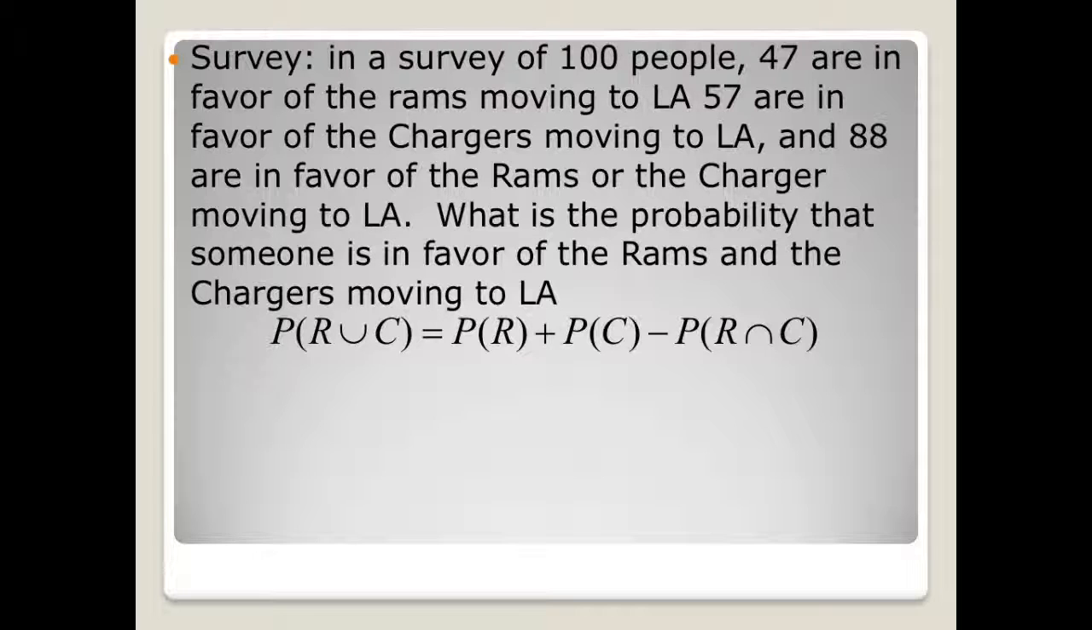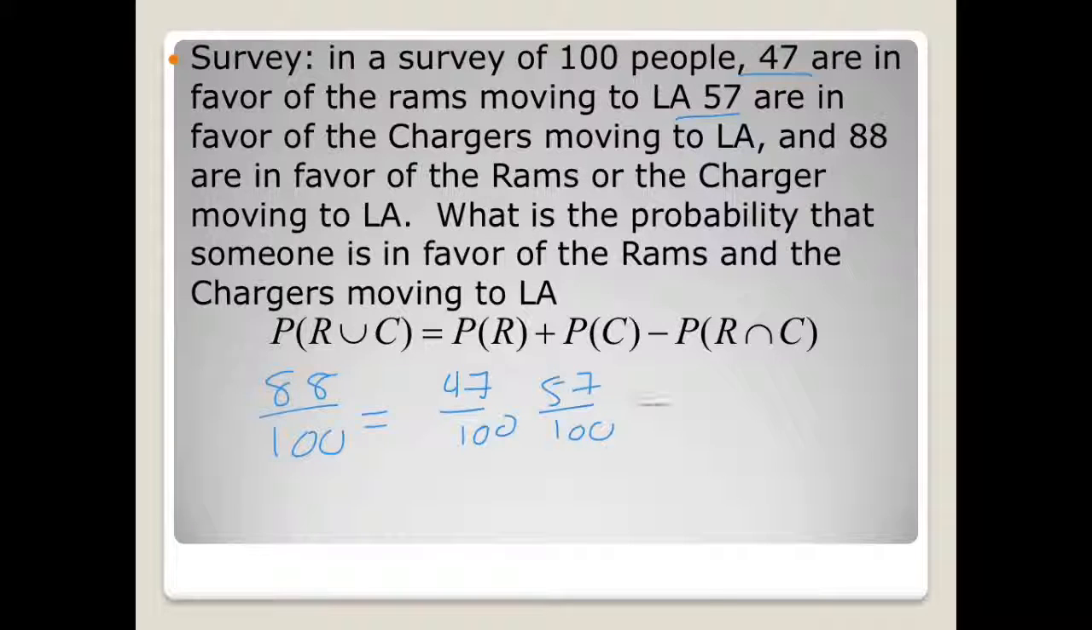So we're going to fill out our information where it belongs. To begin with, 47 people are in favor of the Rams moving to LA. So that's going to be 47 out of 100. We have 57 that are in favor of the Chargers moving to LA, giving us 57 out of 100. And then we have 88 that are in favor of the Rams or the Chargers. That's going to be over here for our union.